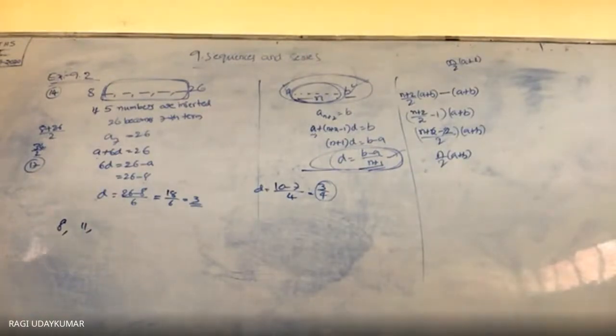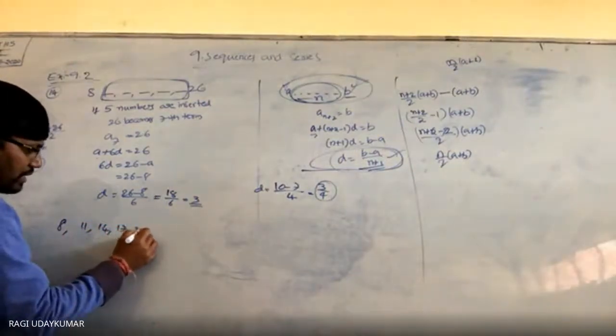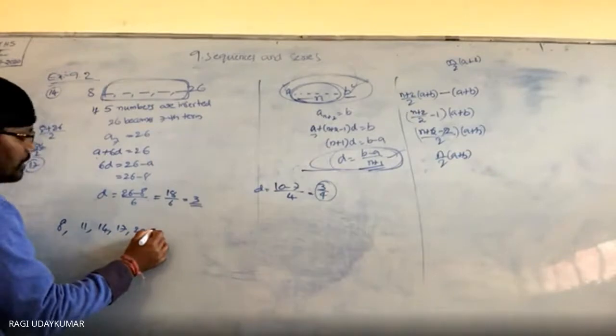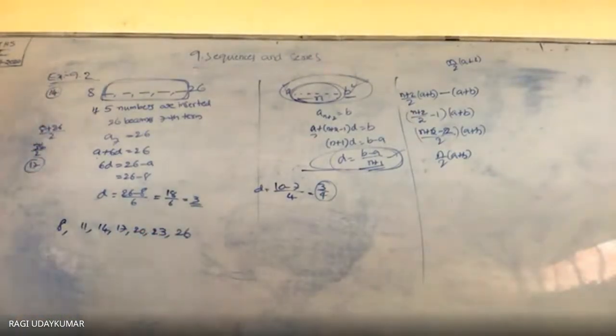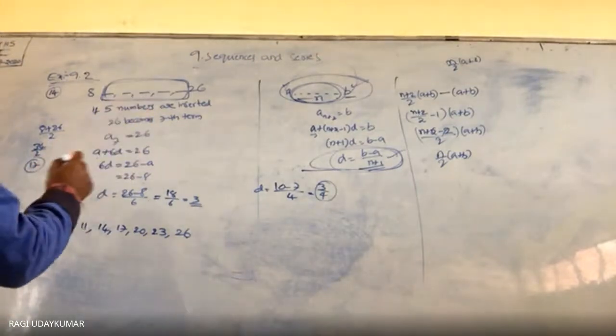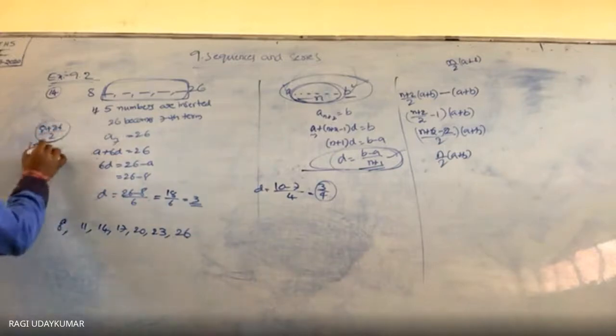8 plus 3 is 11, 11 plus 3 is 14, 14 plus 3 is 17, 17 plus 3 is 20, 20 plus 3 is 23, 23 plus 6. But the sum is not getting. Oh, sorry. Here n is equal to what? N by 2, right? We did just the average. What do we need to do with this?